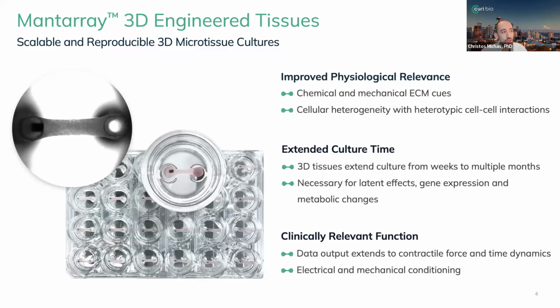Specifically with 3D tissues, you have improved physiological relevance because you now have a 3D structure with an extracellular matrix that embeds chemical and mechanical cues and also includes multiple cell types that can interact with each other. Also, compared to 2D cell cultures, you have extended culture times, so you can go up to multiple months of cell culture. And this is important for building elaborate experiments that can also reveal more latent effects.